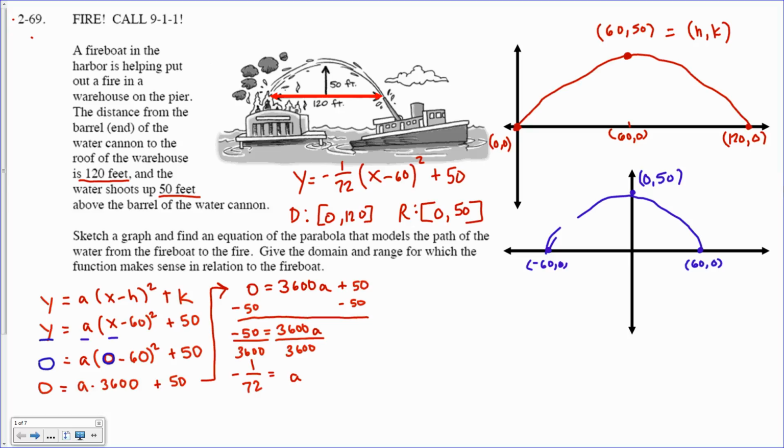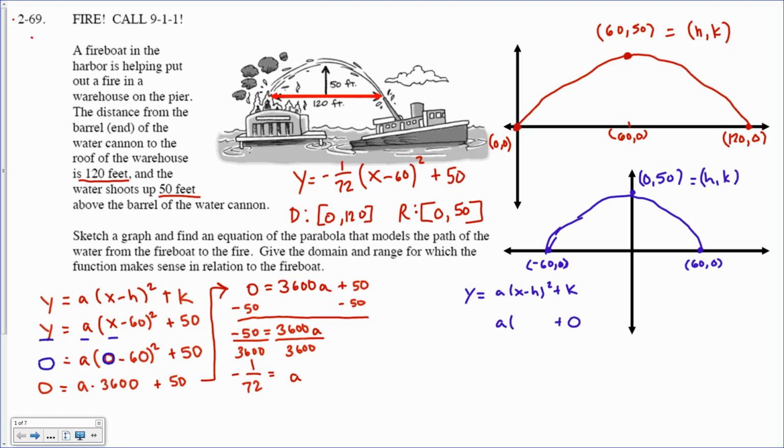All right, now if we have our negative 60, 0 and our 60, 0, and then we have this point at 0, 50, we can still do the exact same kind of problem. We could say, you know, y equals a times the quantity of x minus h squared plus k, in which case on this one, our vertex is at the point 0, 50. So let's plug in h for 0 and k for 50.